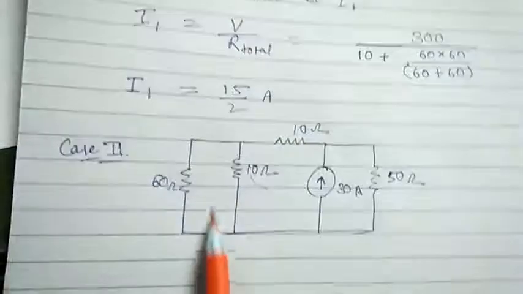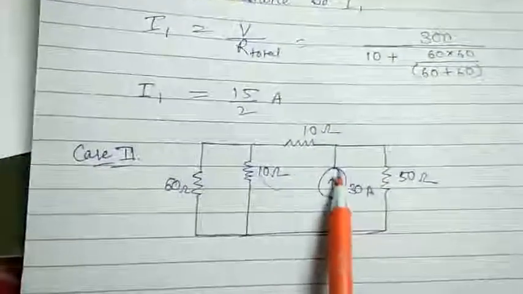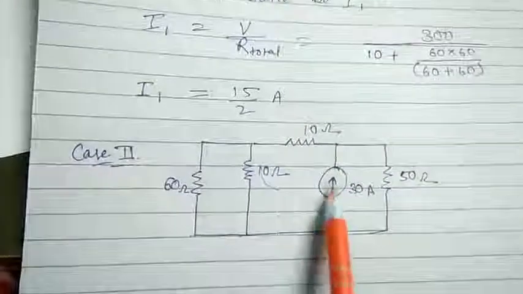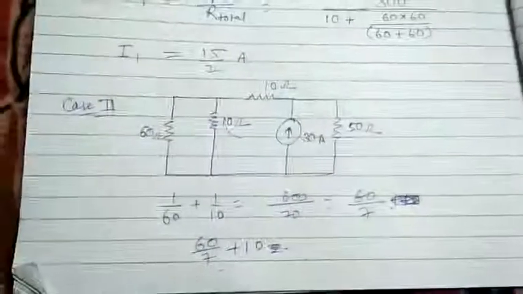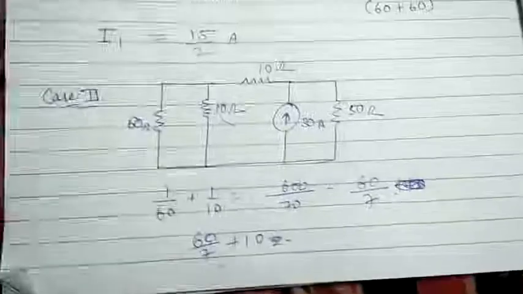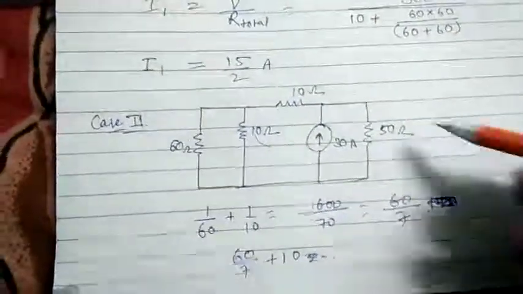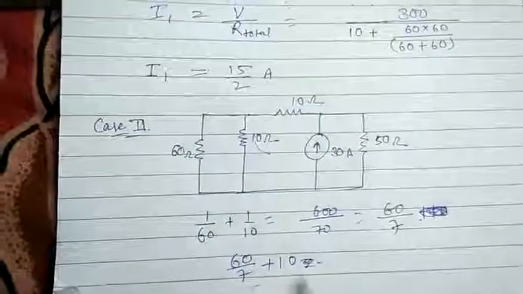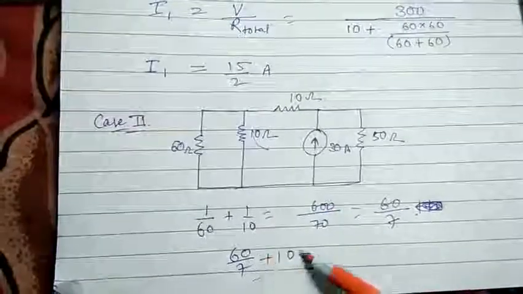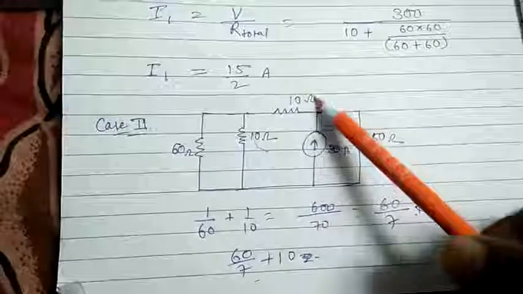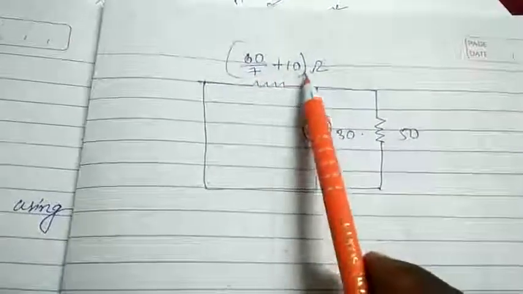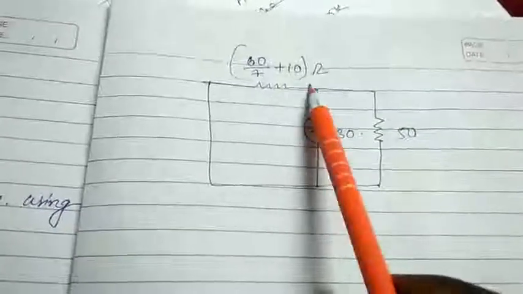Now you see we have made it a short circuit here because we have considered this current source. Now we will find the current through this 50 ohm due to this current source. So let's see the calculation here. On solving this, we see that this is in parallel, and we got this much resistance, and this resistance is in series with this 10 ohm. So we can make the circuit in this form. We will have this 60 upon 10 plus 10 ohm here.